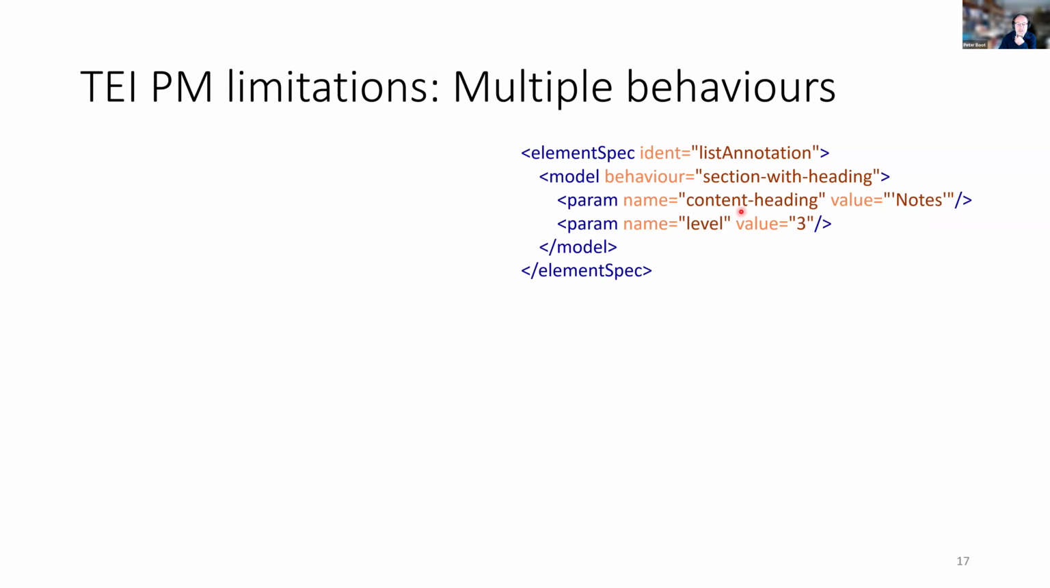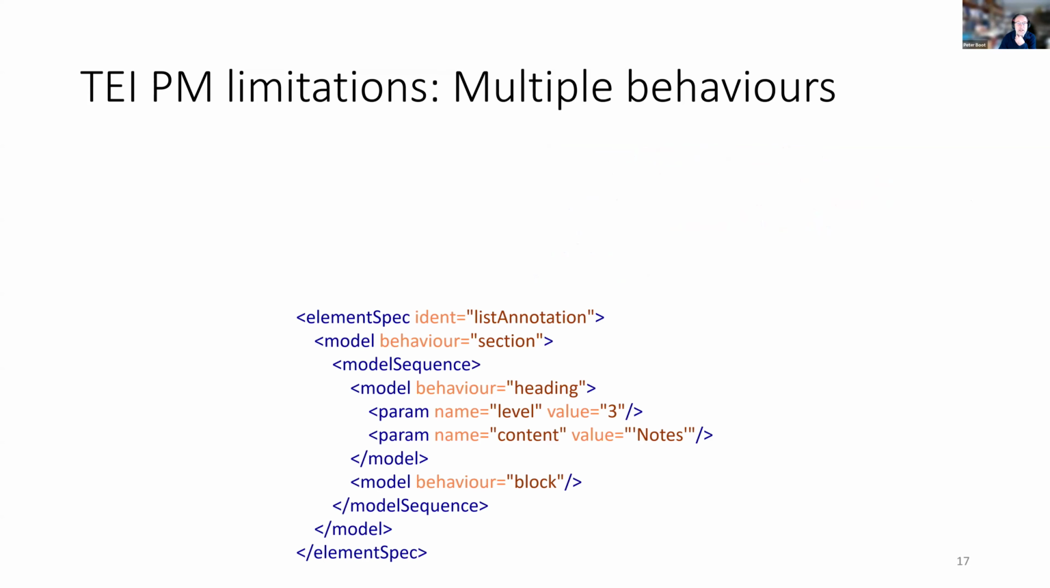What to me seems the obvious solution is to allow nesting. So what I would think would be a good idea is to have within the model behavior section the model sequence, and then the model sequence would contain first a model for the heading, and then model behavior block, and there the contents of the list annotation would go, so the notes would be there. Then I have both the heading and the notes, and also the section surrounding them.